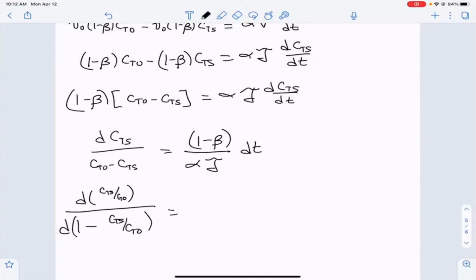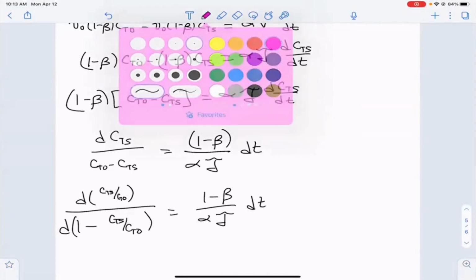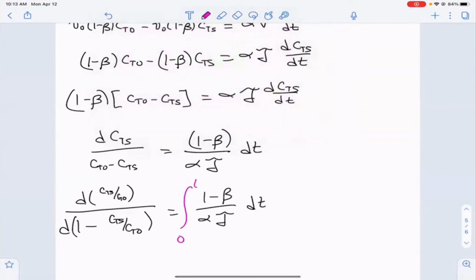And that's equal to (1 − β)/α τ dt. And now we're going to take this integral, going from 0 to t. On the left-hand side, C_TS over C_T0 at the beginning is 0 because C_TS is 0 at the beginning. And we'll just integrate this to some C_TS over C_T0 in the future.